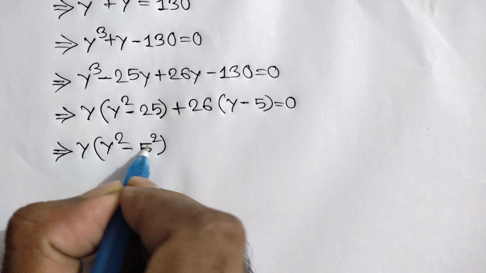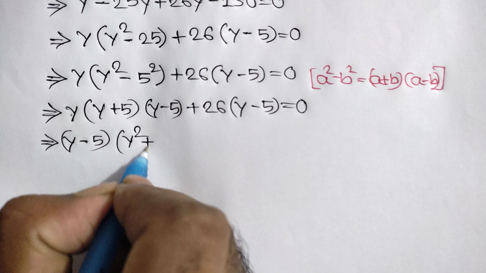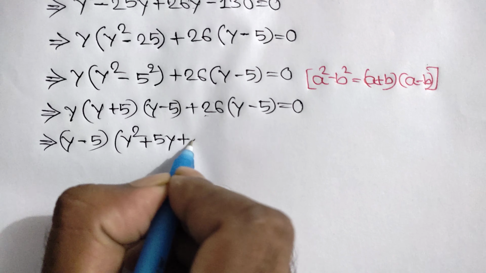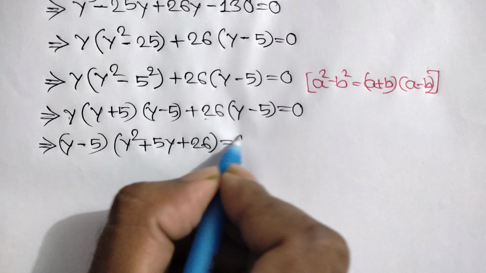Now we know an algebraic formula: a square minus b square is equal to a plus b times a minus b. Now apply this formula. Here we can write y plus 5 times y minus 5 plus 26 times y minus 5 is equal to 0. Now taking common y minus 5, we will get y times y is y square, y times plus 5 is plus 5y, and here we will get plus 26 is equal to 0.